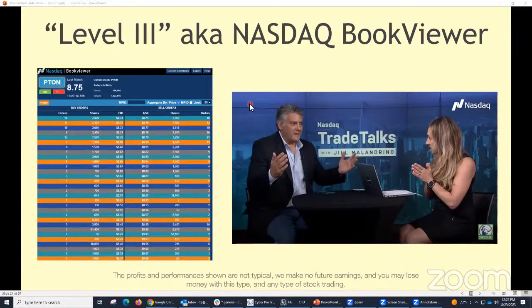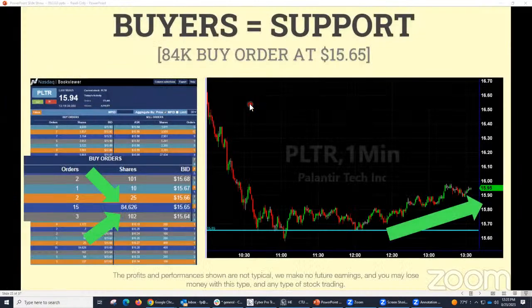All right. So level two only tells you the buyers and sellers out there, but it doesn't tell you all the buyers and all the sellers. So let me explain to you what we're looking at. I think we all could agree that stocks go up because there are buyers out there, and stocks go down because there are sellers out there. Now, think about this. How much smarter and better trading decisions could you make if you were able to see those buyers and sellers out there?